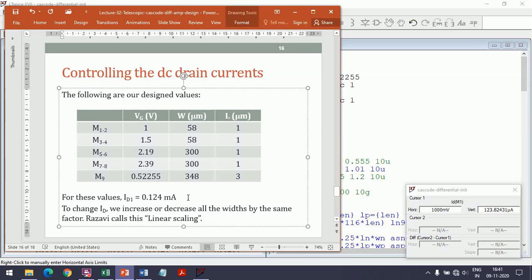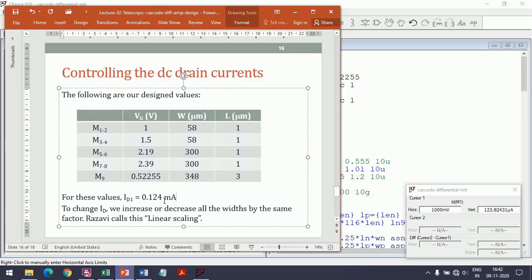So suppose I want 200 microamps from 124 microamps. I multiply all the widths by the factor 200 by 124 to be precise. If I multiply all the widths by 200 divided by 124, then your current will become 200 microamps, and similarly for any other current. Therefore, for every current you'll get a different set of widths and a different omega minus 3 dB, because the omega minus 3 dB will change with the drain current.